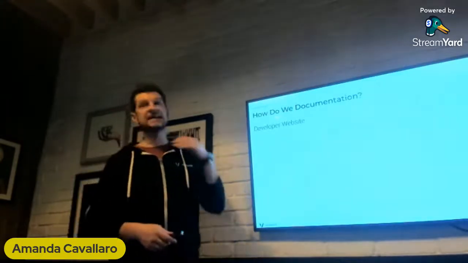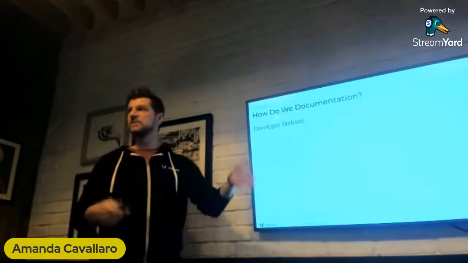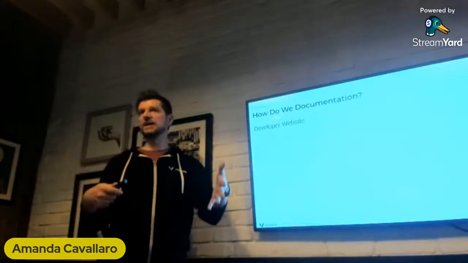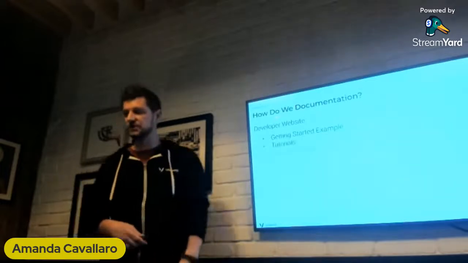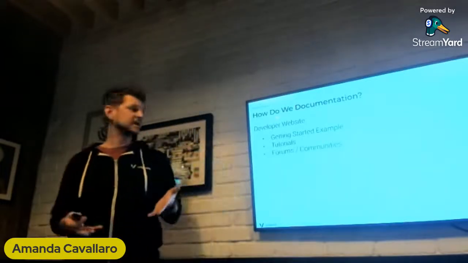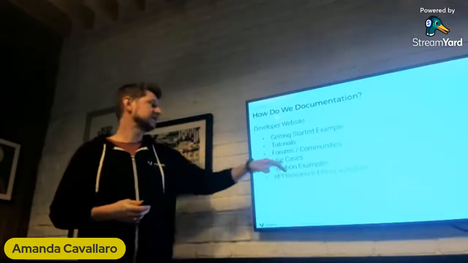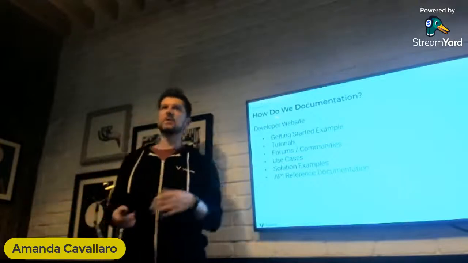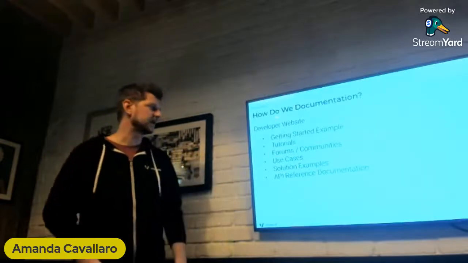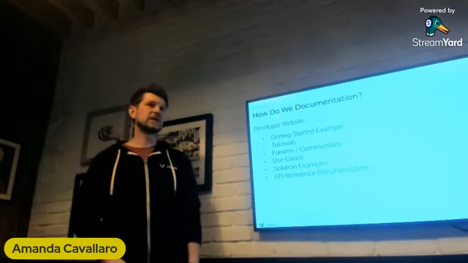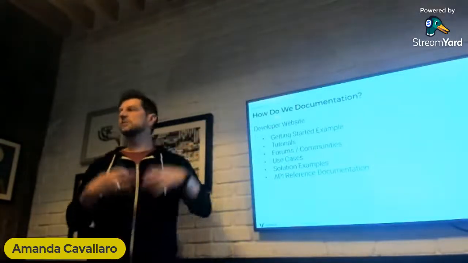This is taken from a lot of my experience now as a developer relations person. Having a developer website is brilliant for people consuming your API. You can have get started examples, tutorials, forums and communities, use case examples, and solution examples, like a healthcare solution example or an education example. Having those sorts of things brings people towards your API. And reference documentation: a list very much like your Swagger endpoints, but in a more human-readable format.